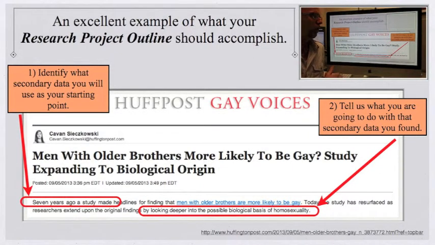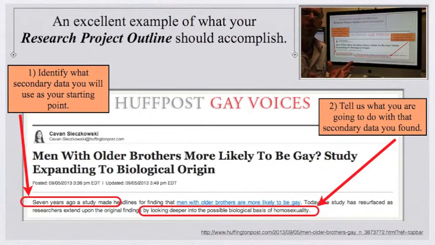In this case here, the one that catches my eye, of course, is anything to do with anybody who's gay and research about being gay. So an excellent example of what a research project outline should accomplish. There's 7 points that I want you to look for. Number one, I want you to identify what secondary data you will use as your starting point.